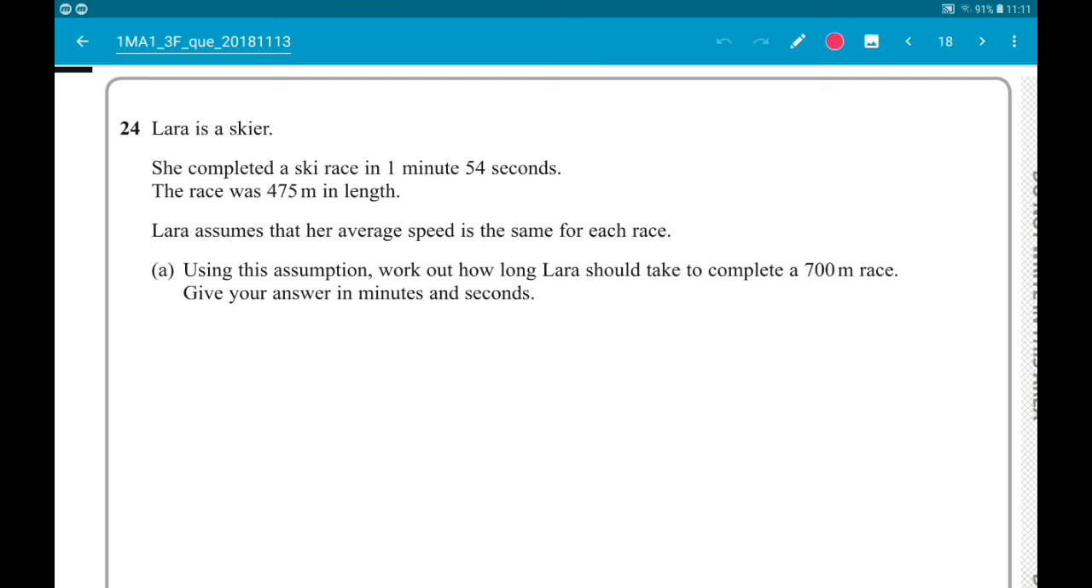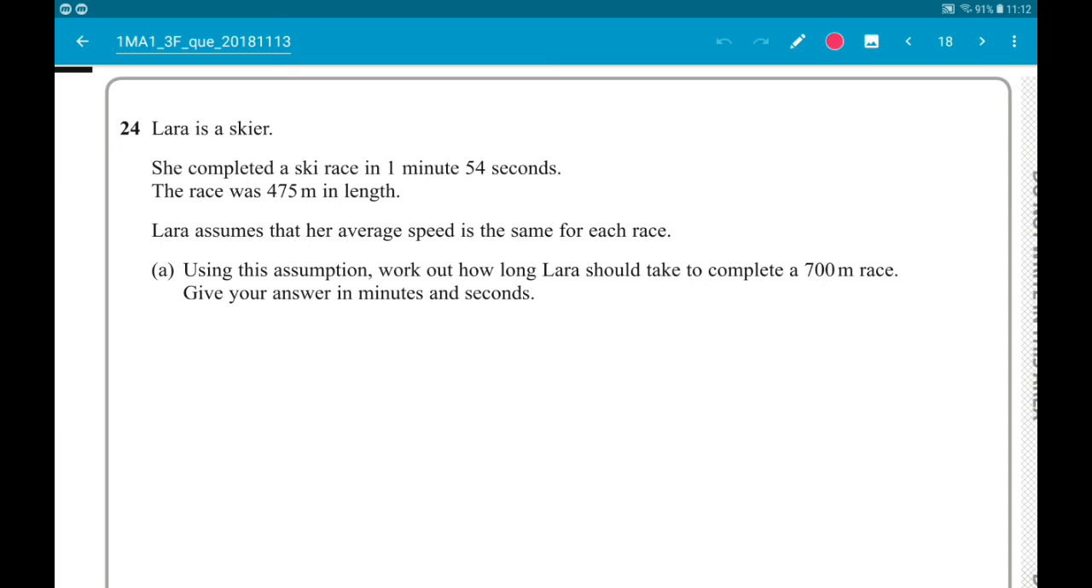Okay, number 24. Laura is a skier. She completed a ski race in 1 minute 54 seconds. The race was 475 meters in length. Laura assumes that her average speed is the same for each race. Part A, using this assumption, work out how long Laura should take to complete a 700-meter race. Give your answer in minutes and seconds.